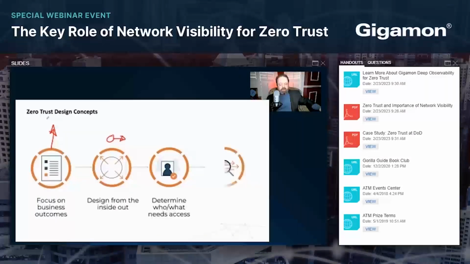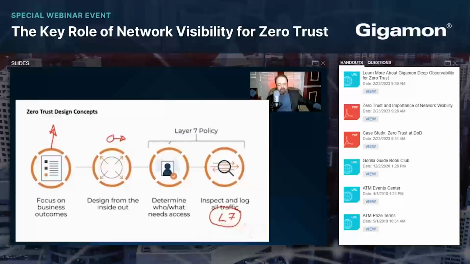And then the fourth thing we do is we inspect and log all traffic, and we do this up at layer 7. We need as much information as possible. And we do this so that we can instantiate a policy. Now, let's talk about inspect and log real quick, Ian, because I know you've been around for a long time. But we typically get this part of it, right?